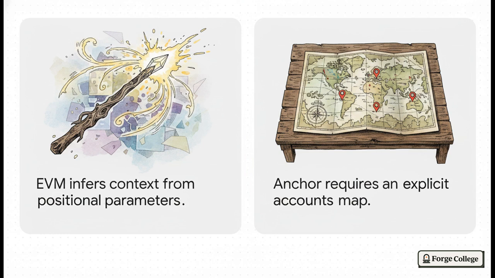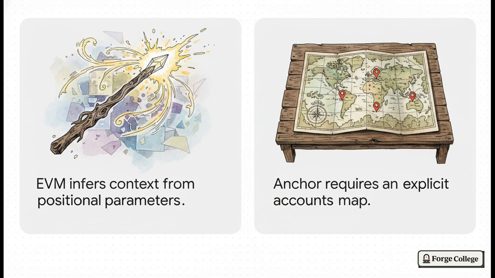The actual on-chain deployment is handled natively by the Anchor CLI, meaning your TS script is primarily for client interaction and state initialization. But the absolute most critical shift here is that Anchor requires an explicit accounts map. You cannot just pass arguments positionally and hope the network figures out who is paying. No way. You must explicitly declare every single Solana account involved.